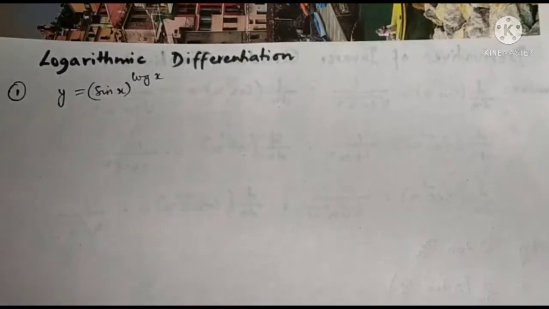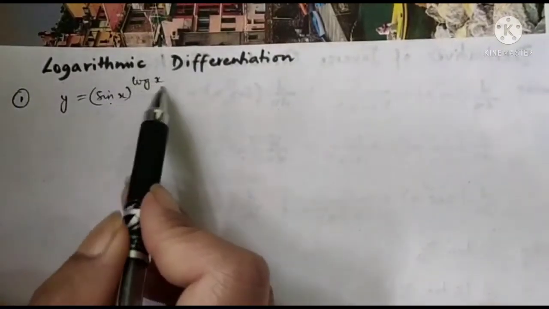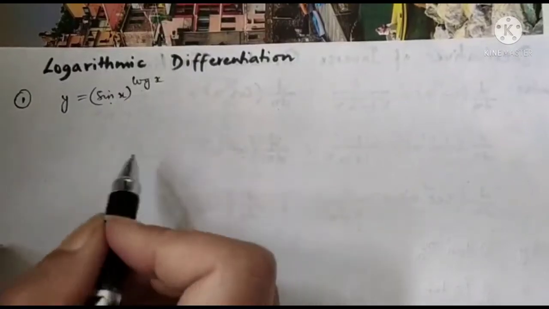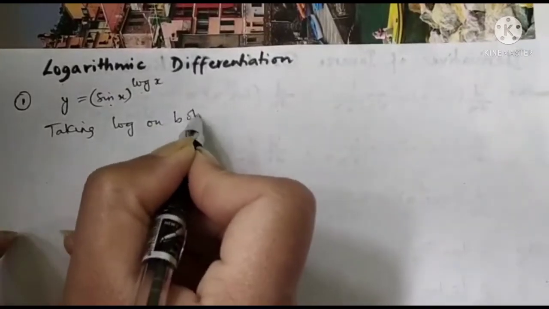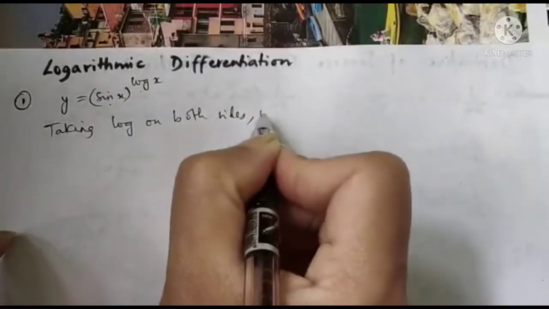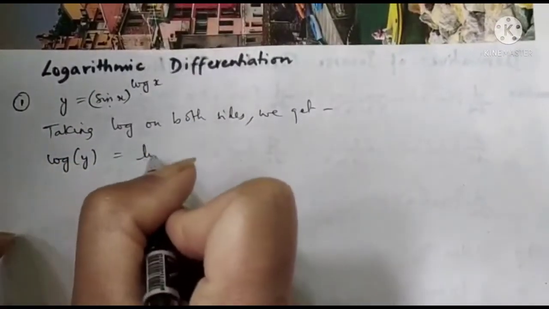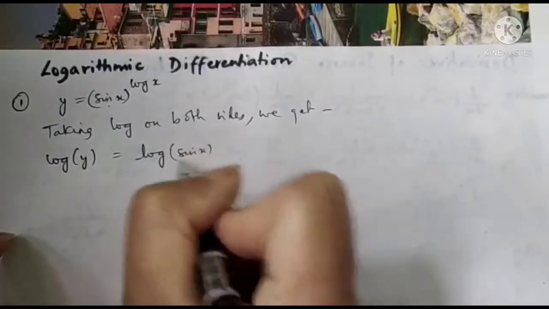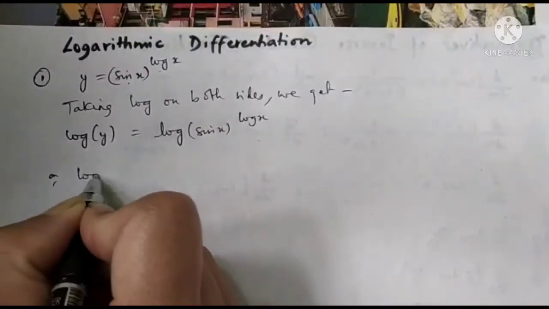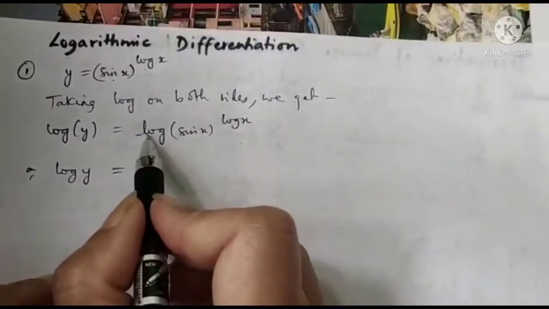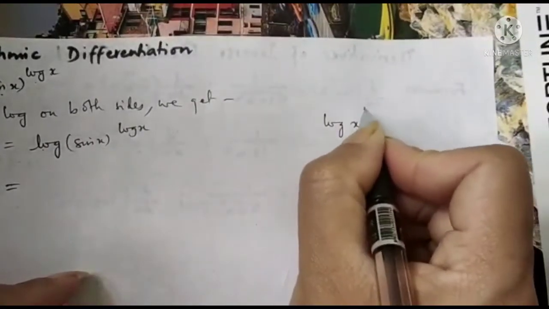Got that? So how are we going to use it? Since I have function to the power function over here, in order to get rid of this power, which is also a function, I will take log on both sides. What will I get? This side I'll have log of y, and this side I'll have log of sine x to the power log x. Got that? Now when you do this, you can see it is log y equals, on this side, log of something to the power of something. Correct? It comes in the form of log x to the power y.